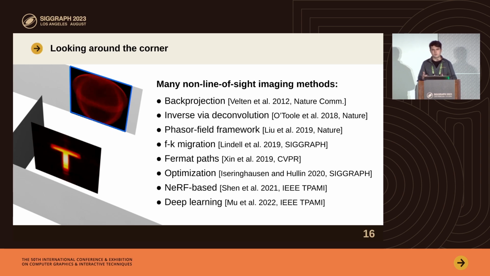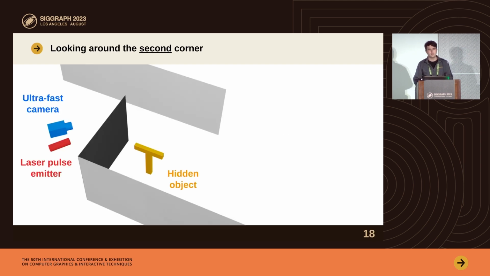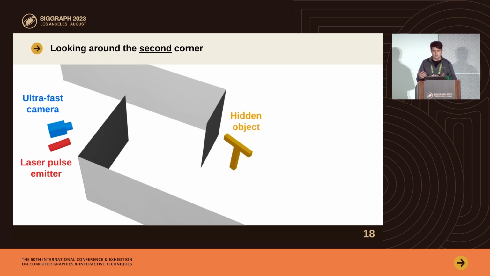Nevertheless, there have been many good works that attempt to solve this problem. Some of them are even based on NeRFs and also deep learning. In our work, we are the first ones to tackle a much harder problem, which is looking around 2 corners. So consider this scene from before. If we add a second occluder here and move the object around it, now this object is hidden around 2 corners. So how can we reconstruct it?